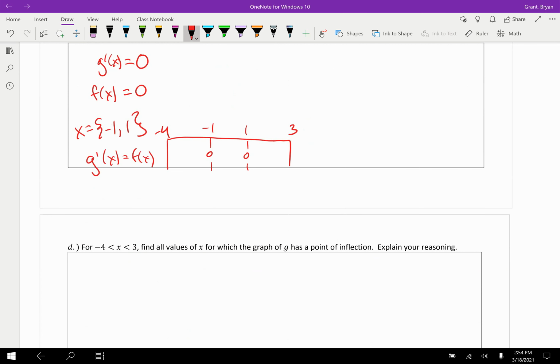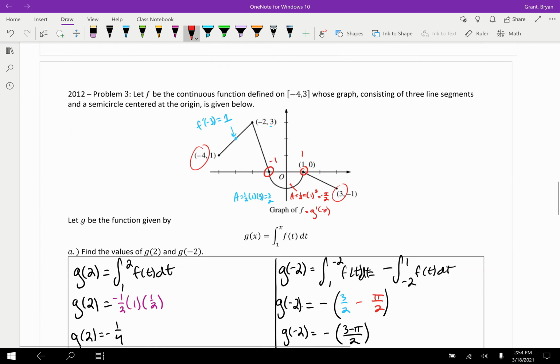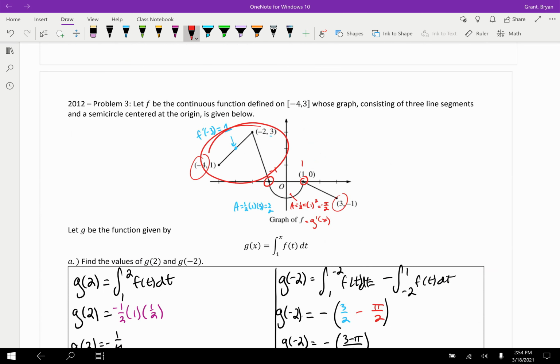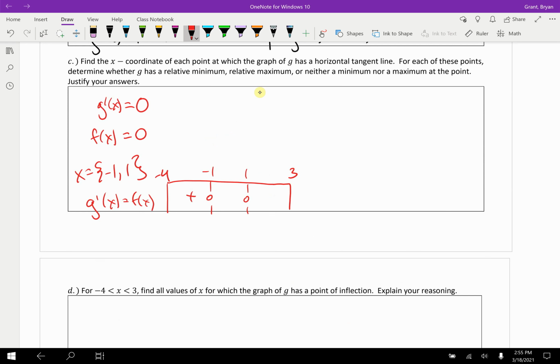There we go. And then how do we determine the signs of g prime? Well, we look at the signs of f. The signs of f are above and below. I see above, positive, negative, negative. Positive, negative, negative. I hope we can remember that. Let's get back to it. Positive, negative, negative. All right, I'm going to do the graph of g in green.